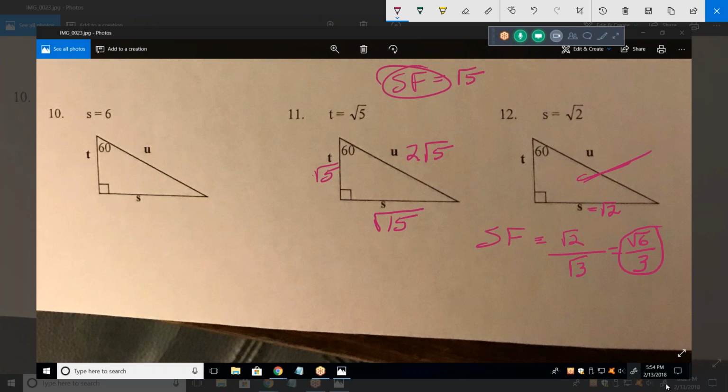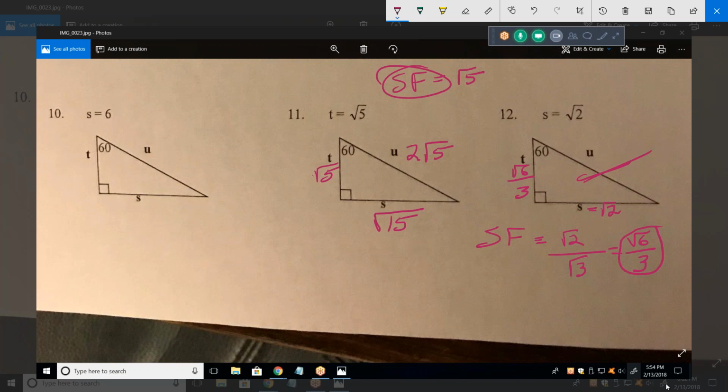So what is T? T would be root 6 divided by 3. Oh, no, it would be root 6 over 3. And what is U? It would be, would it be root 6 over 6?